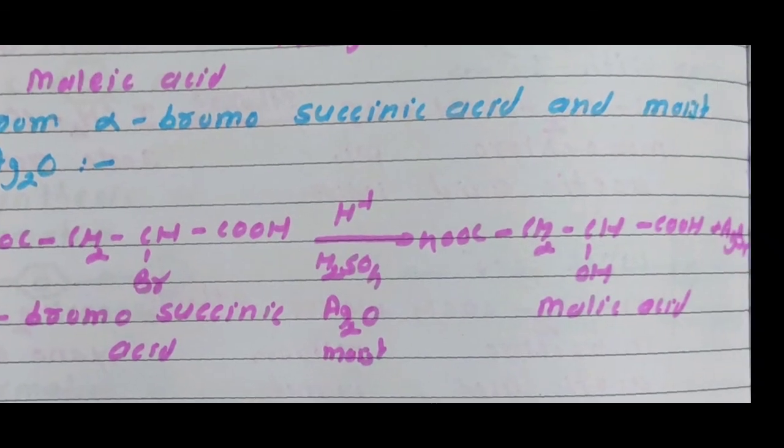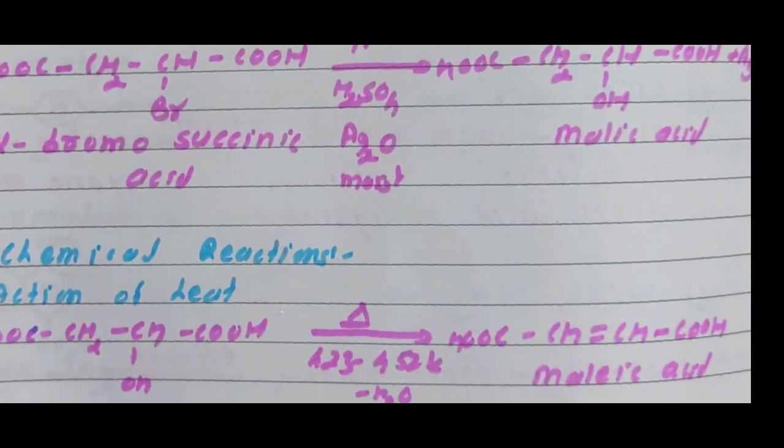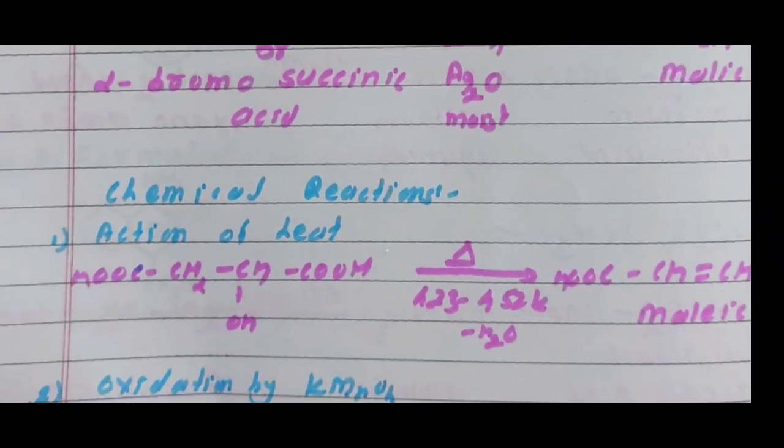This is malic acid. These two are the preparation methods of malic acid: the first method from maleic acid and the second method from alpha bromosuccinic acid. Then after preparation we further study the chemical reactions of malic acid. In chemical reactions, there are four chemical reactions.